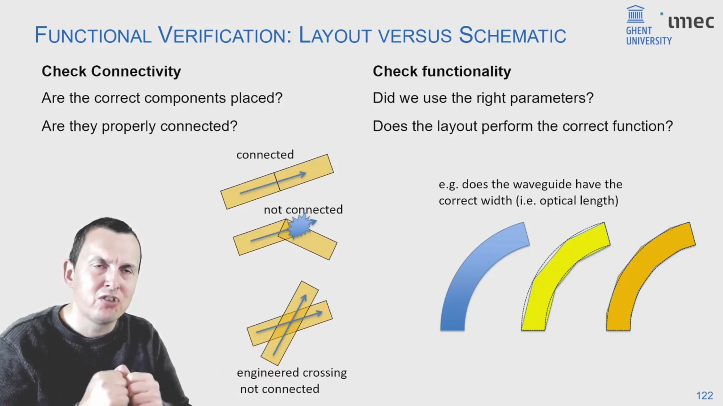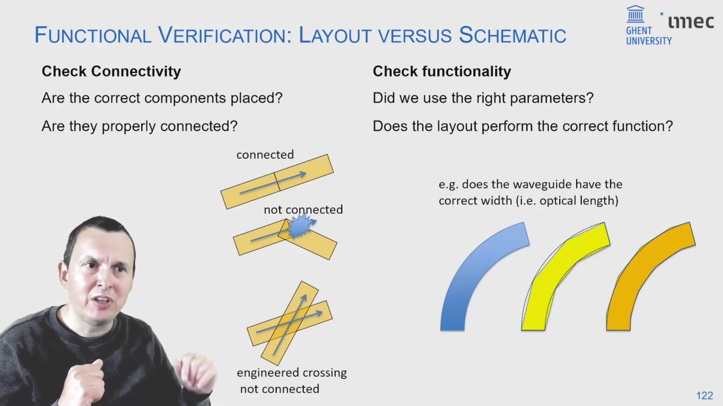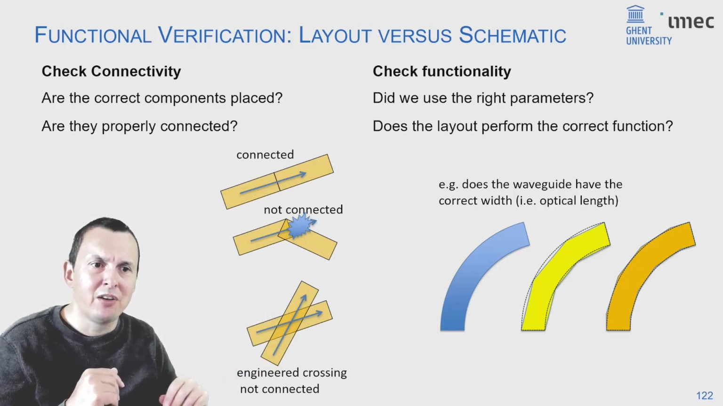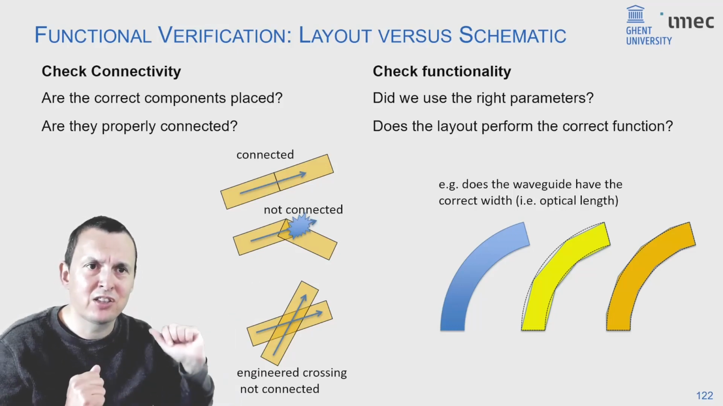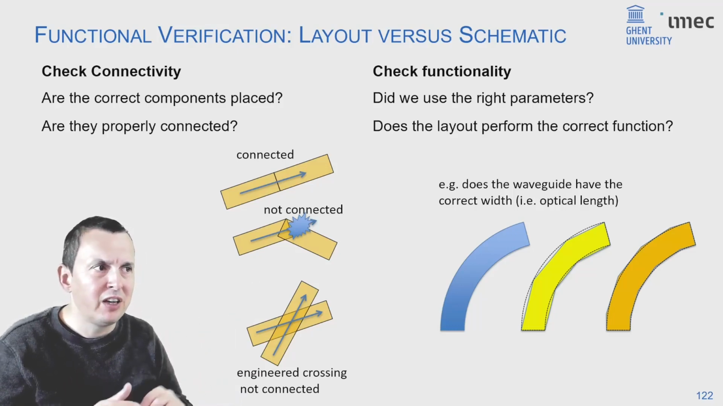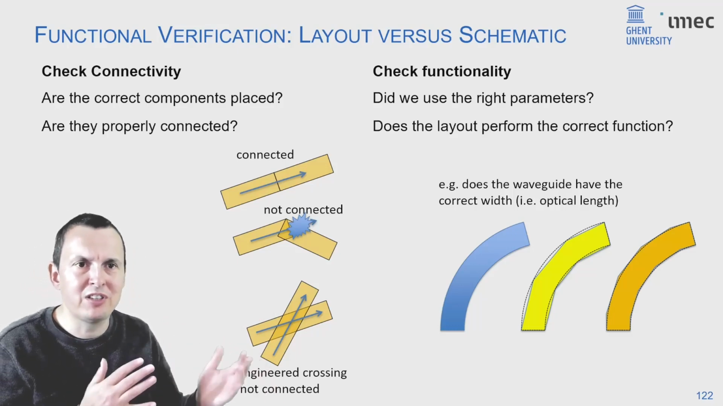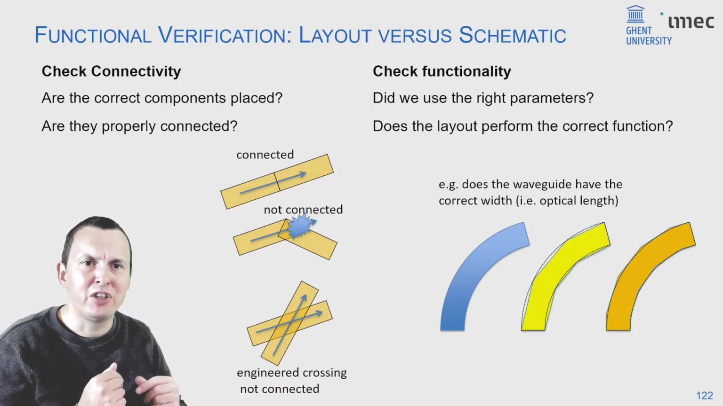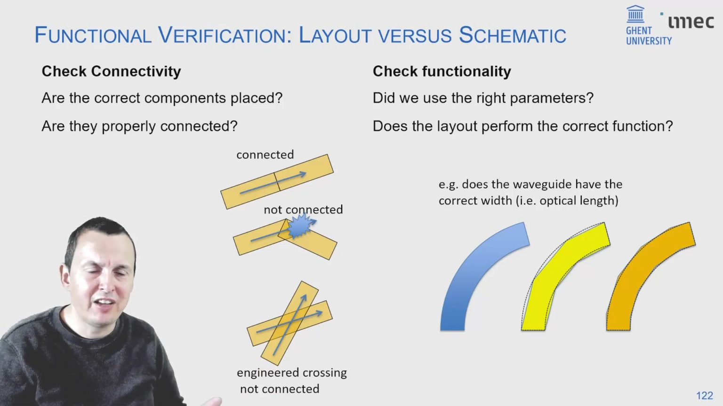the waveguide. So if you now have a waveguide there, which forms a certain shape, what is the actual width of the waveguide? Well, in the straight sections, that's clear. But in the bend sections, you have now discretized a nice smooth bend with a polygon. And so depending on how the discretization was done, you might actually end up with a slightly different width on average for your waveguide, resulting in a slightly different optical length. And that might translate in a different functionality.